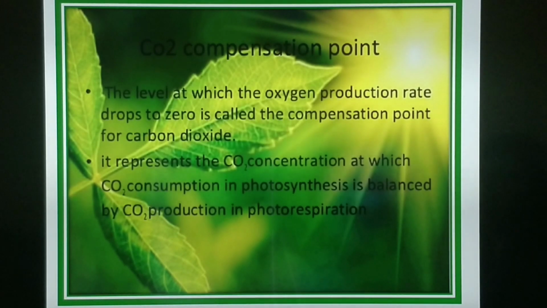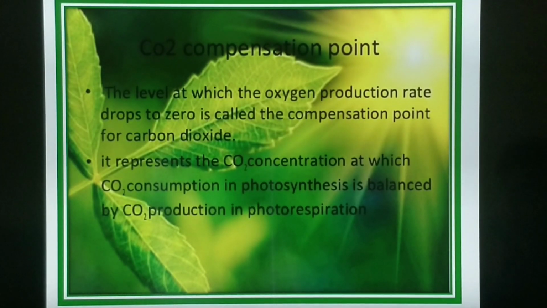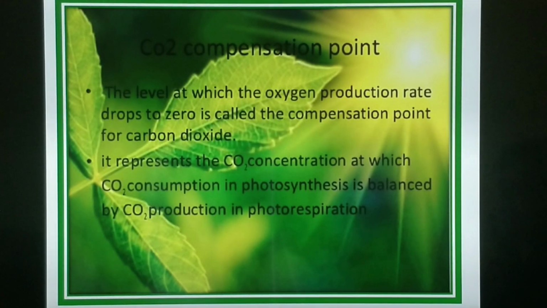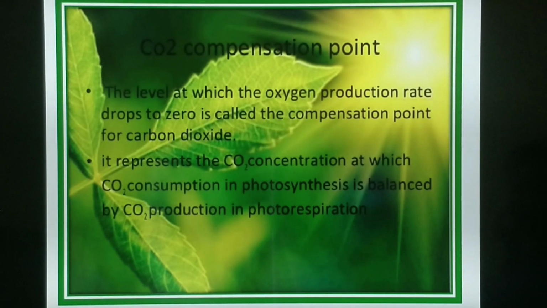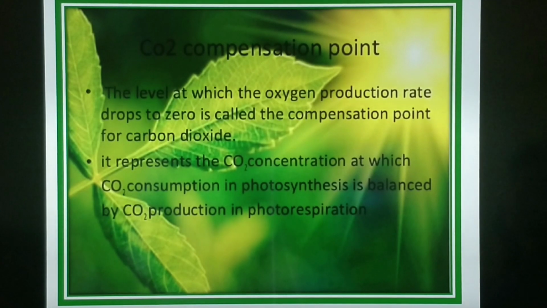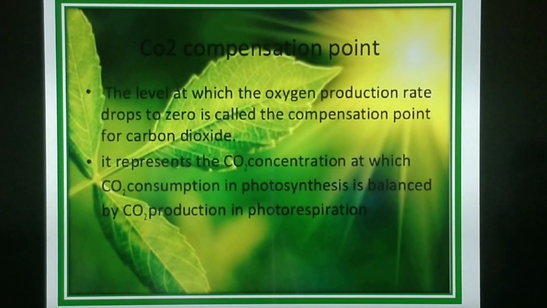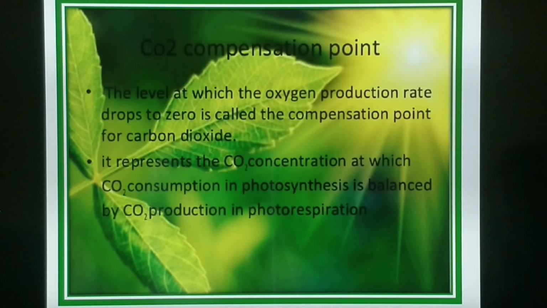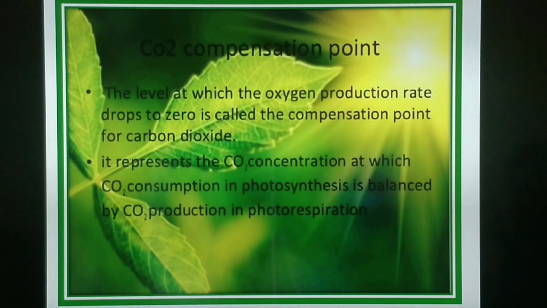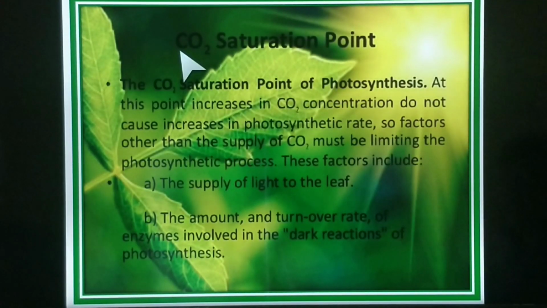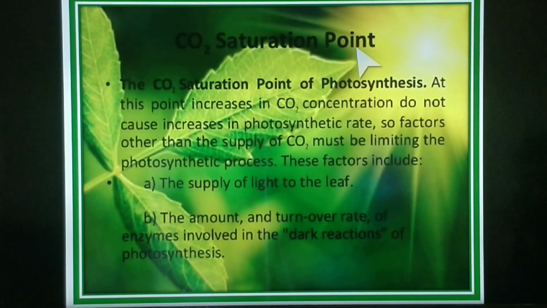Carbon dioxide compensation point. What do you understand by this? The level at which the oxygen production rate drops to zero is called the compensation point of carbon dioxide. It represents the carbon dioxide concentration at which carbon dioxide consumption in photosynthesis is balanced by carbon dioxide production in photorespiration. Now let's study carbon dioxide saturation point.